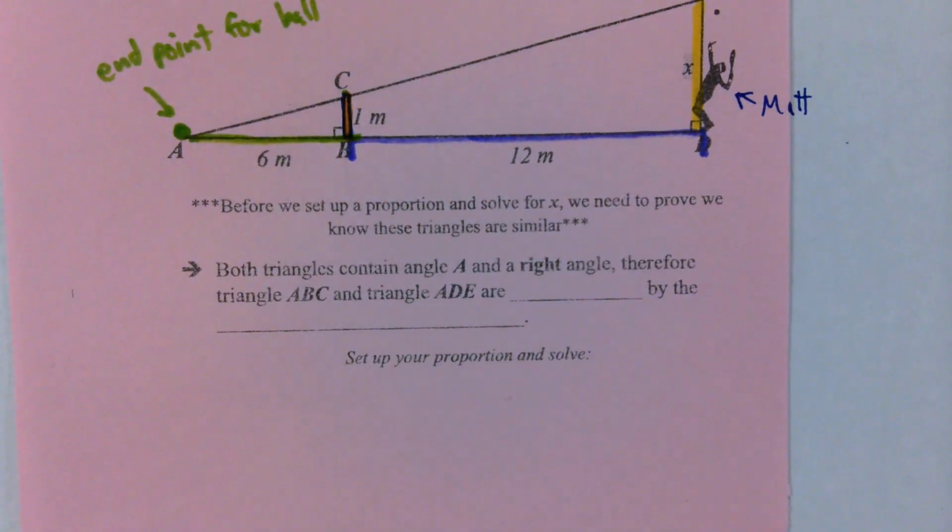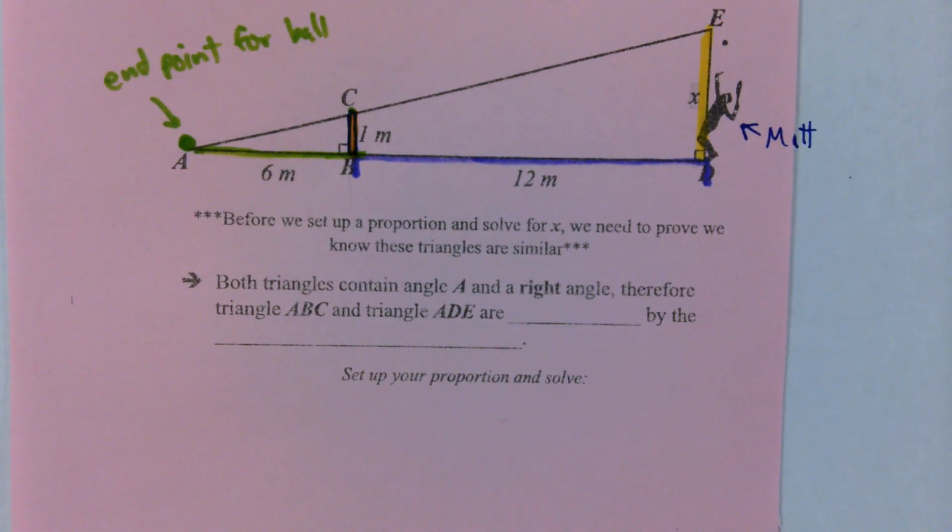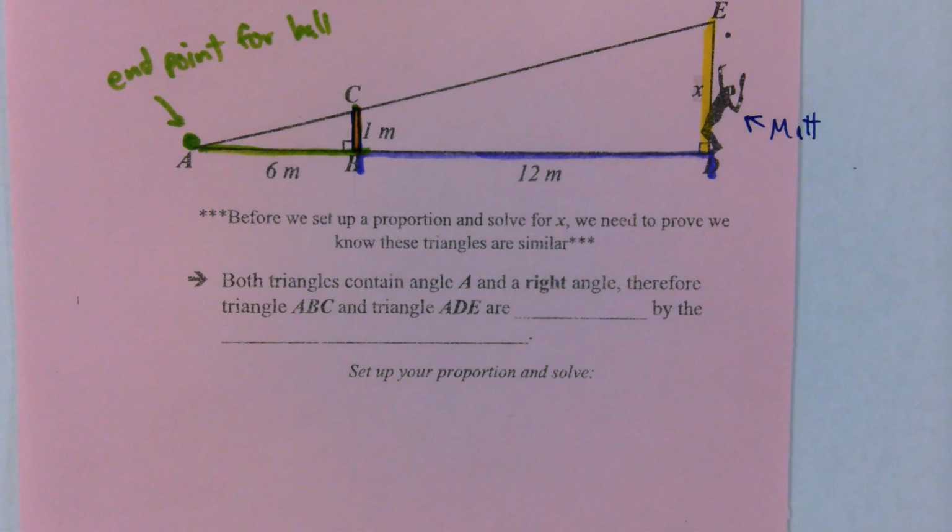But before we set this proportion up, we have to prove that these triangles are similar. So we need to figure out which two angles are congruent within these triangles. Does anyone see one pair of congruent angles in these two triangles? Theo, you see a congruent pair? What's that first congruent pair? 90 degrees. The 90 degrees, right?